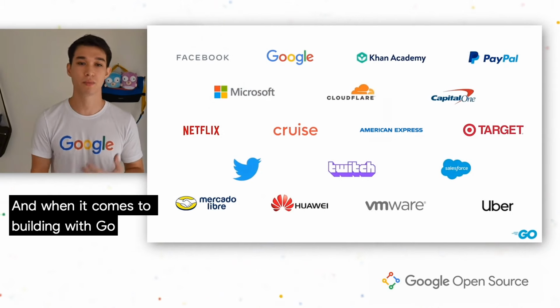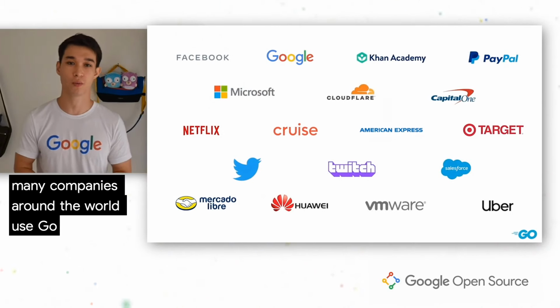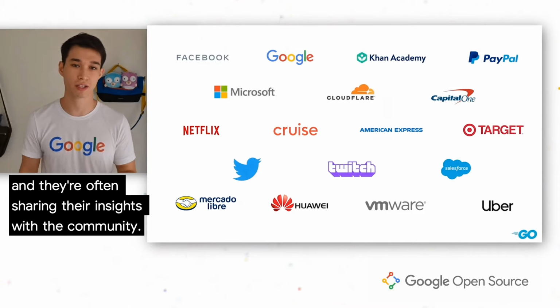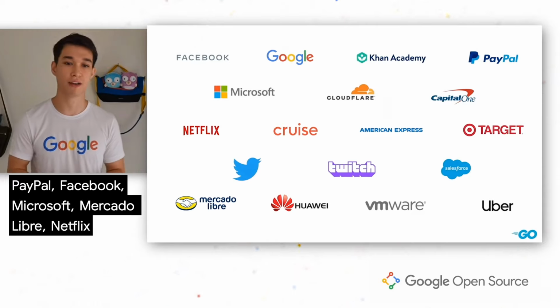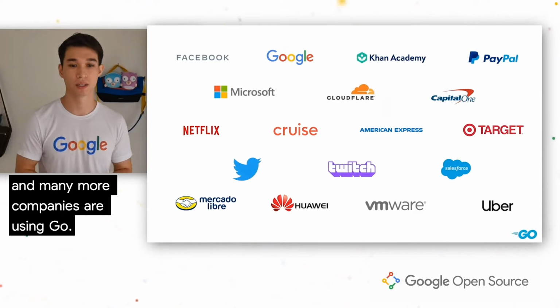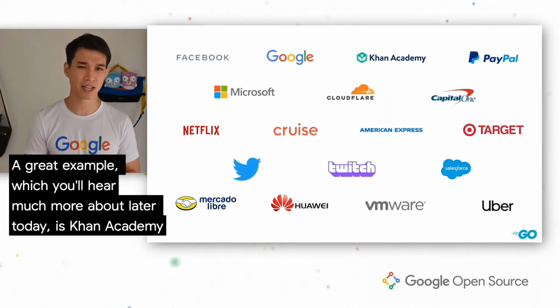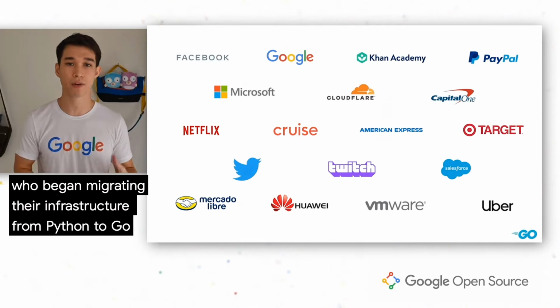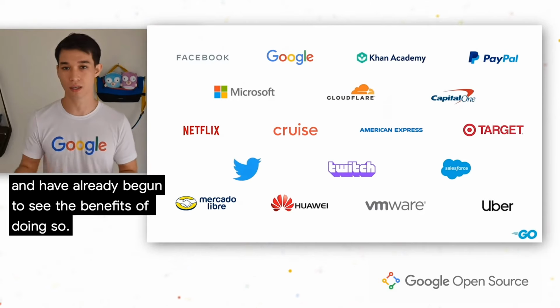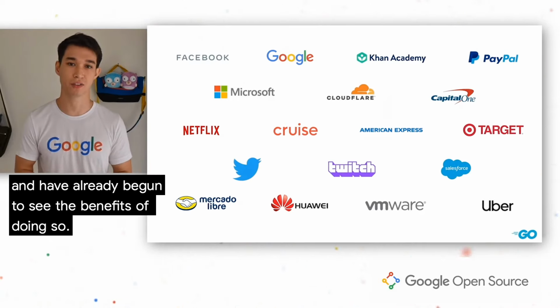And when it comes to building with Go, many companies around the world use Go and are often sharing their insights with the community. PayPal, Facebook, Microsoft, Mercado Libre, Netflix, and many more companies are using Go. A great example, which you'll hear much more about later today, is Khan Academy, who began migrating their infrastructure from Python to Go and have already begun to see the benefits of doing so.